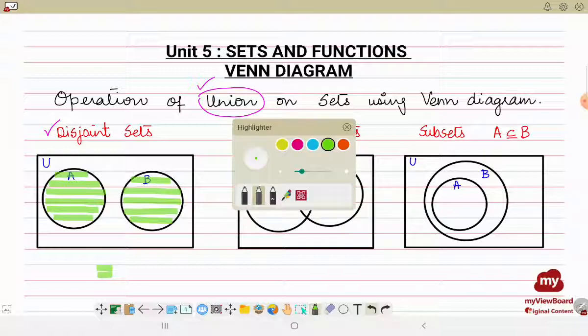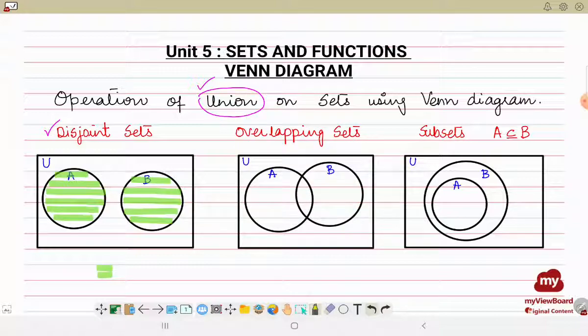Now we are going to represent with the help of the overlapping sets. So how we are going to represent the union by overlapping sets. Union means to combine all the elements. So again, we'll be combining all the elements, and this is how we represent the A union B, right? So all the elements of A, all the elements of B included the overlapping region.